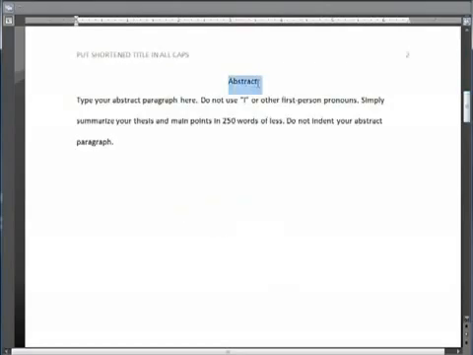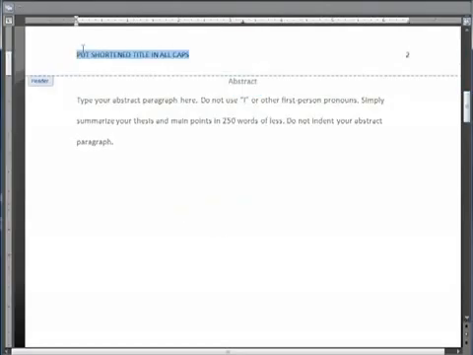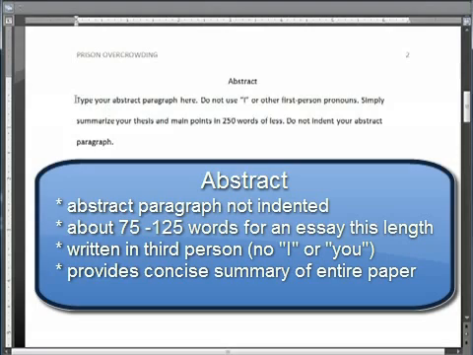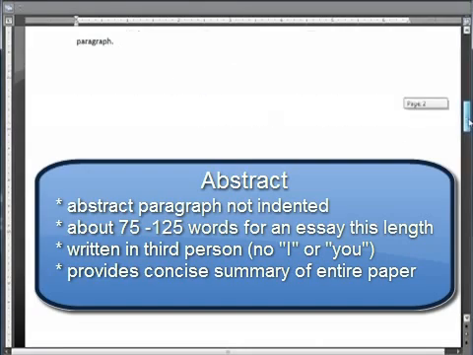Let's go to the abstract page. The abstract title is not bold-faced. Be sure that there are not the words running head for your header up in the header area, just the shortened title in all caps. The abstract itself is 75 to 150 words, and an abstract is a summary of your paper. Be sure not to use I in your abstract.